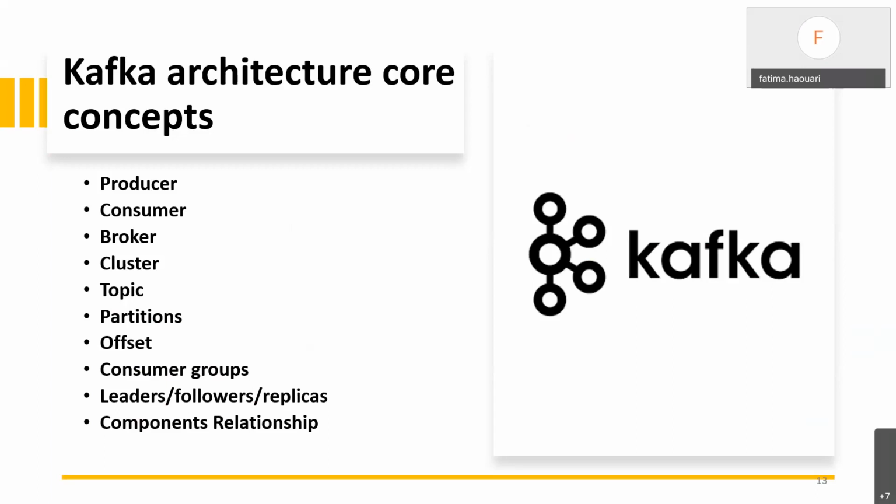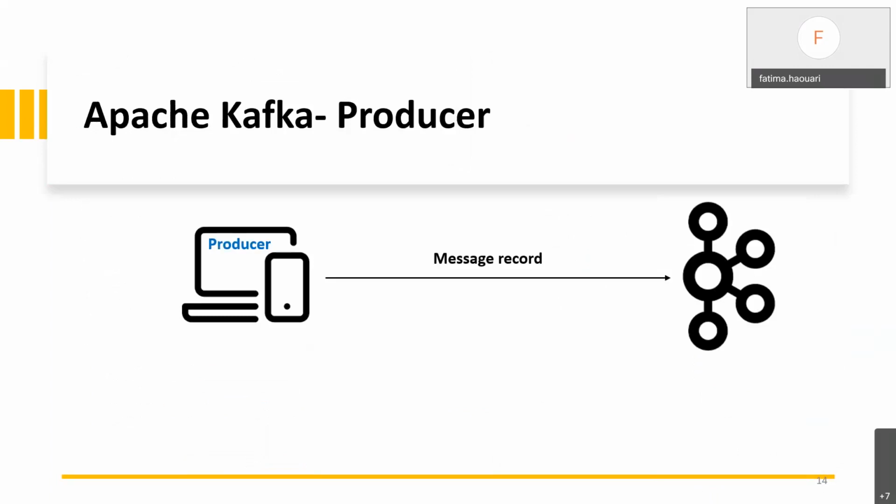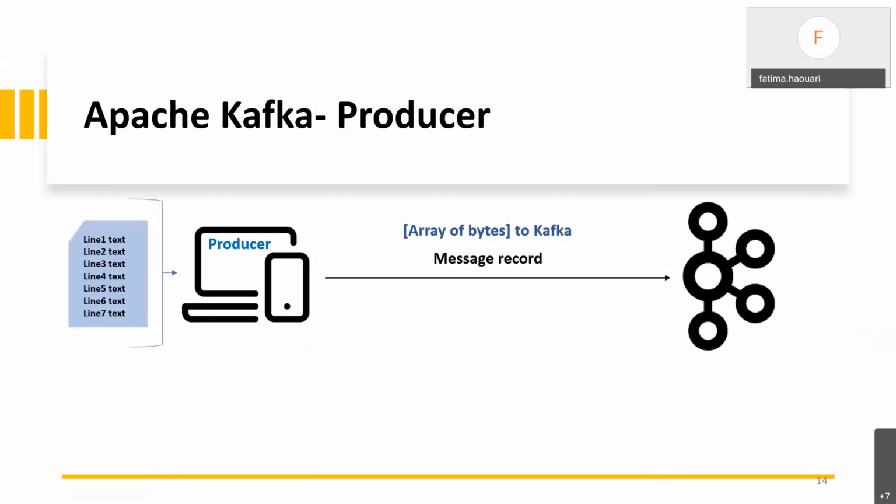Okay, let me go through the architecture now. The producer, as I said, is the one responsible for publishing or sending messages to the Kafka server. The message record can have different schemas and different structures, but to Kafka, it should be received as an array of bytes, because the producer should serialize these messages before sending them to the server.